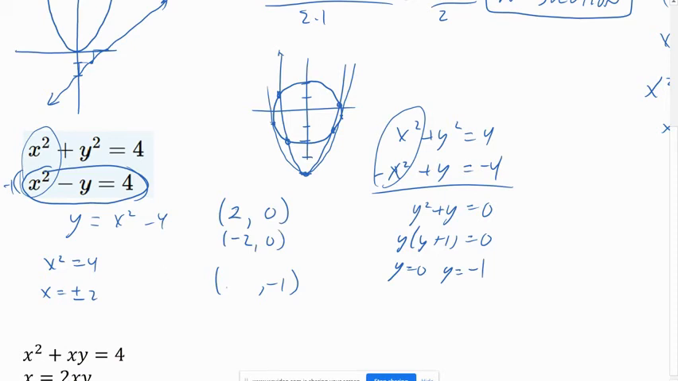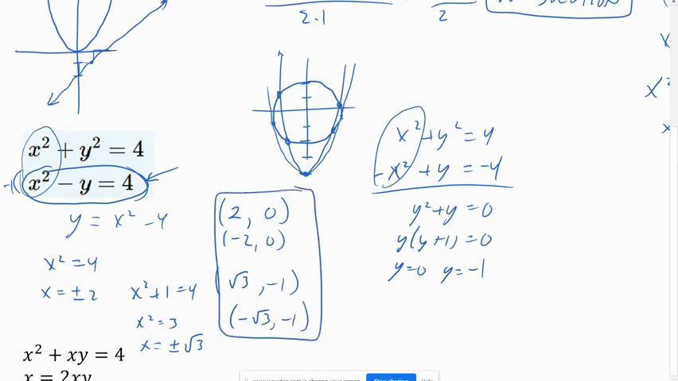And then when I plug in negative 1 again into this equation, for y, that would be x squared plus 1 equals 4. So x squared equals 3, and x equals plus and minus root 3. So we get root 3, negative 1 and negative root 3, negative 1. So there are our 4 solutions.